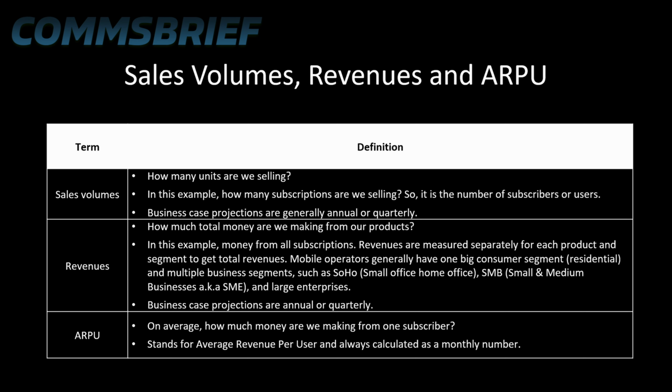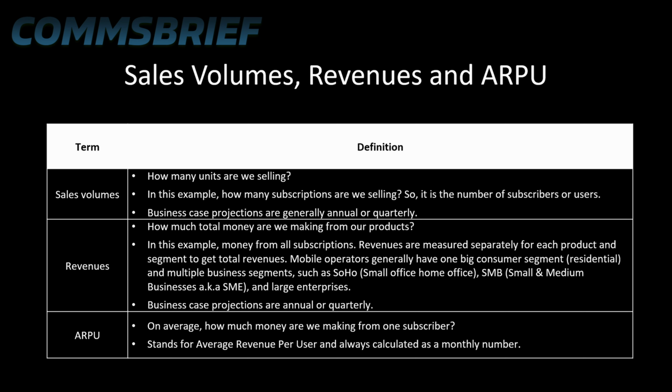The next one is revenue, which means the money you're making from your subscribers. Again, the higher the better, and this one you get from your finance team. The last one is the tricky one, ARPU. ARPU stands for average revenue per user. It's the monthly average revenue you get from each subscriber.